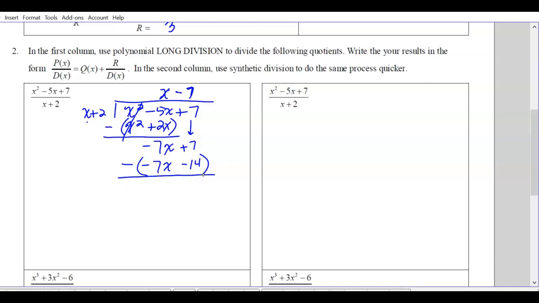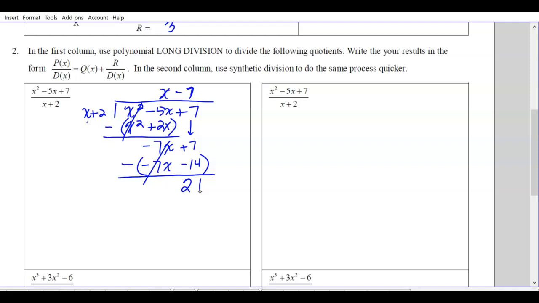Okay, this is where people mess up on the signs. So then you're subtracting everything that you just entered there. So negative 7 subtract a negative 7 goes away. If you've chosen it properly, the first term should go to 0. Then 7 minus negative 14 is like adding 14, so that's 21. Nothing more to bring down, so you're done.